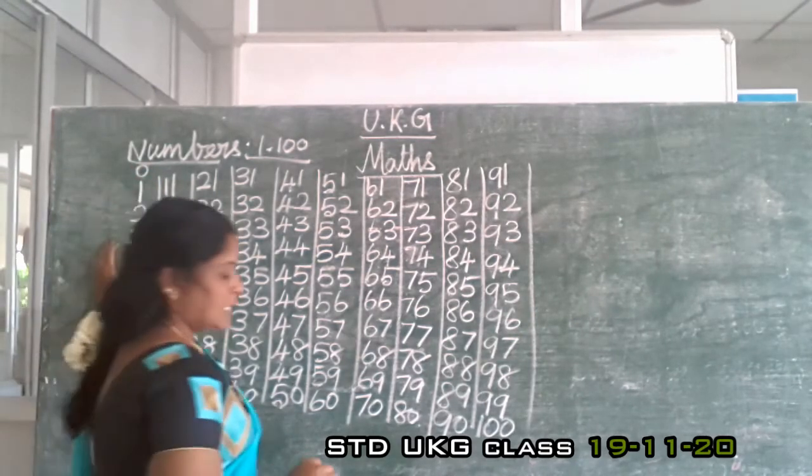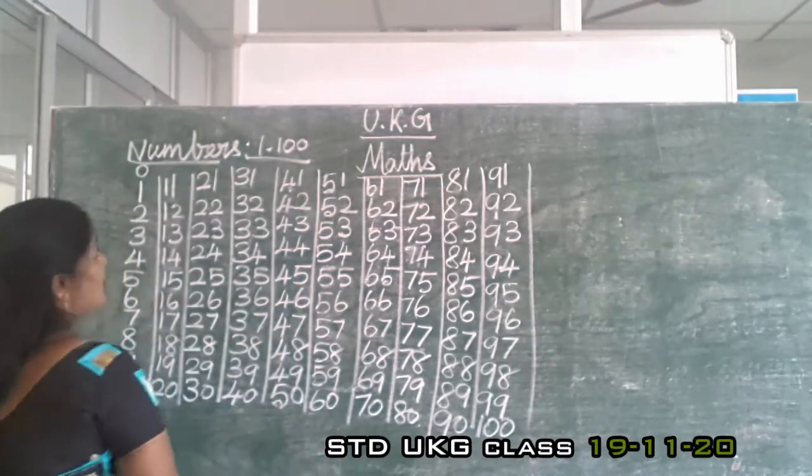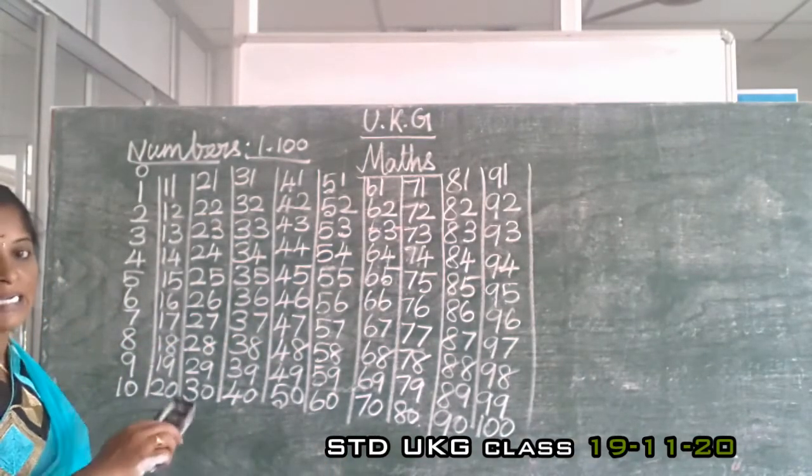Are you clear? Do you understand? Very good. Next, we go to numbers 100 to 200, in writing and oral.